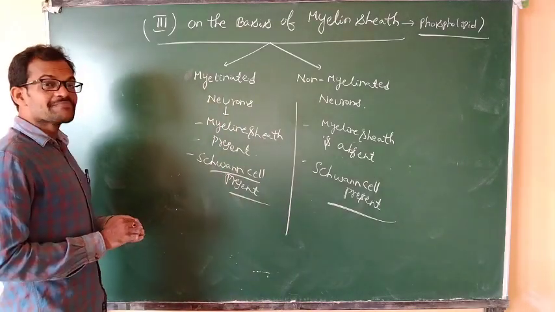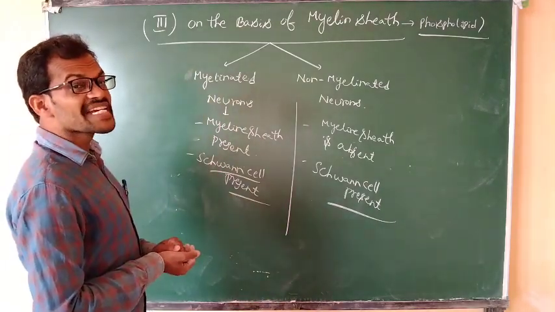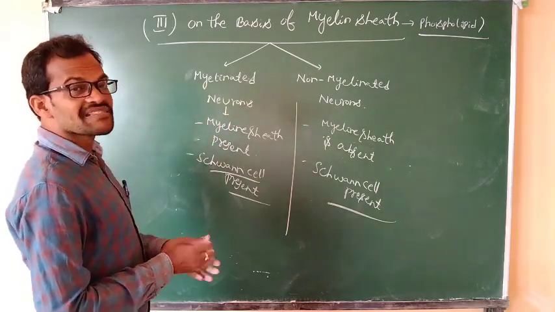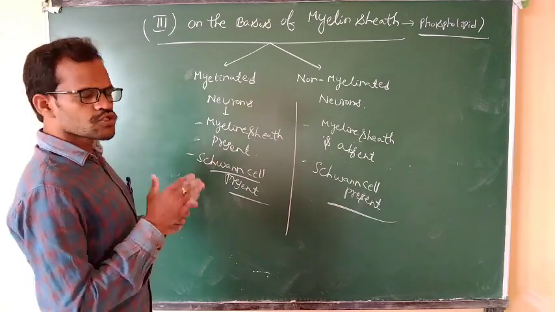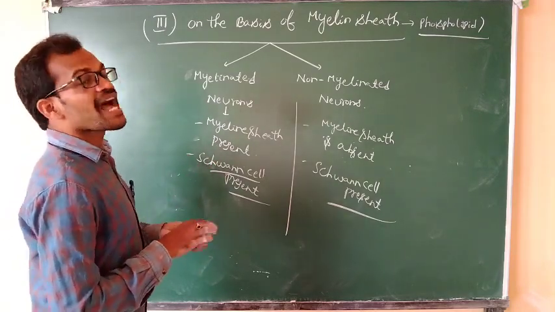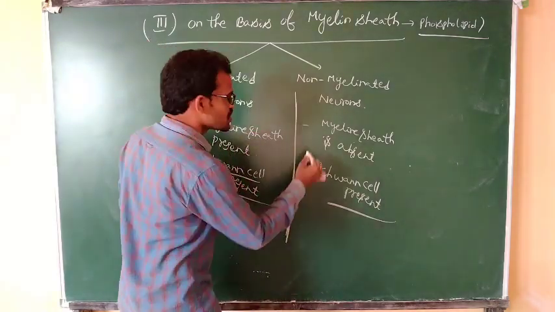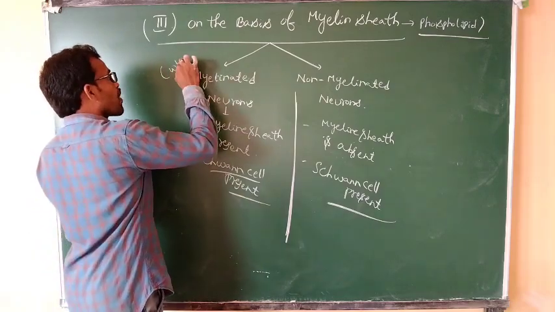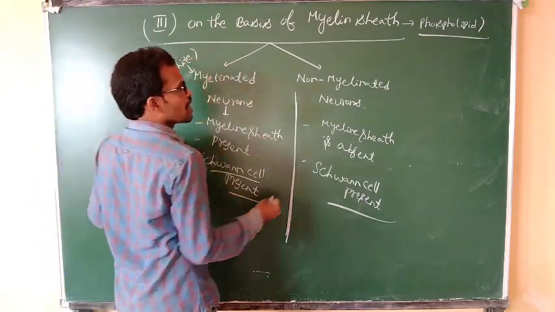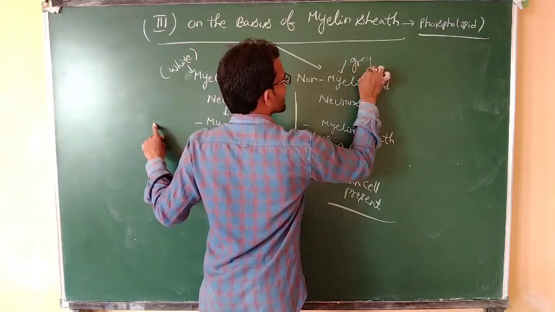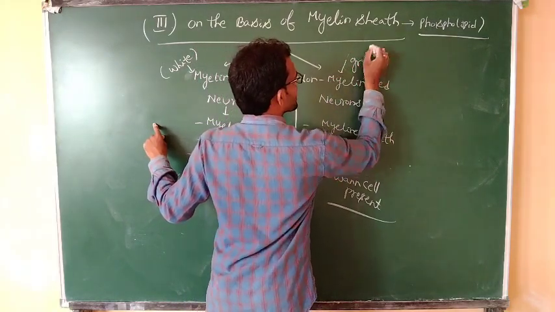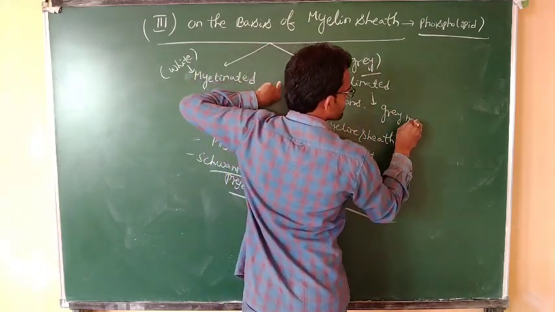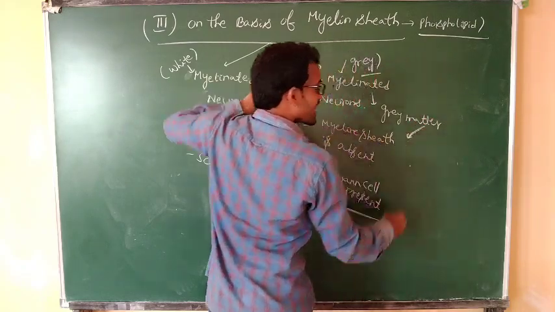When the myelin sheath is present, they participate in saltatory conduction. The ions jump from one node to the next, not run along the axon. But non-myelinated means there is slow conduction, slow transmission, because the myelin sheath is absent. If the myelin sheath is absent, it looks grey in color. If the myelin sheath is present, it is white in color. Non-myelinated neurons are grey, and they are located in the grey matter.